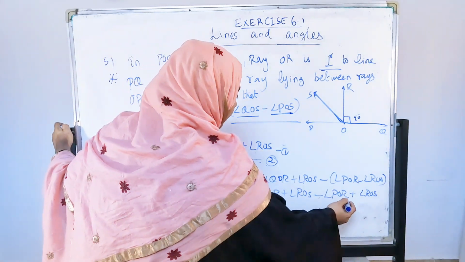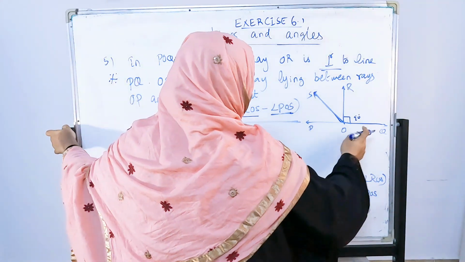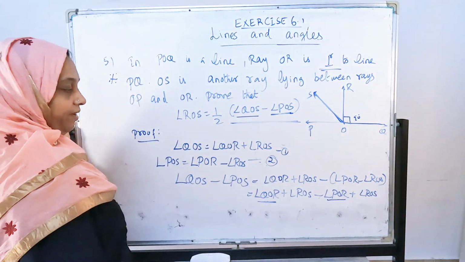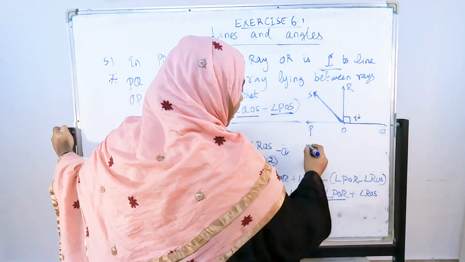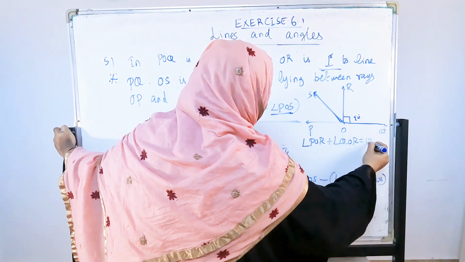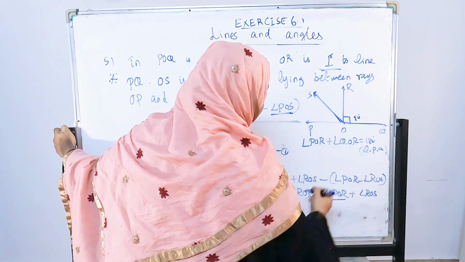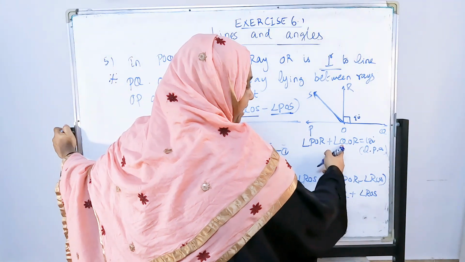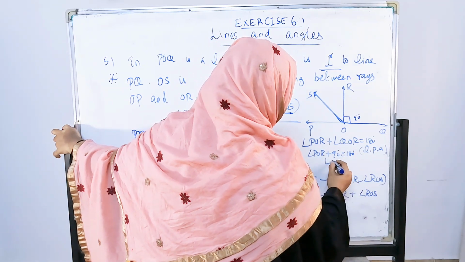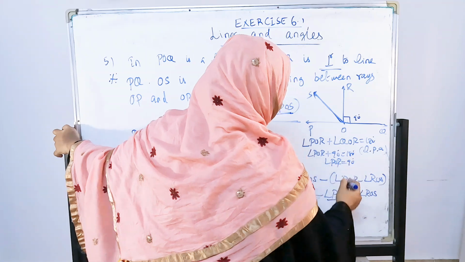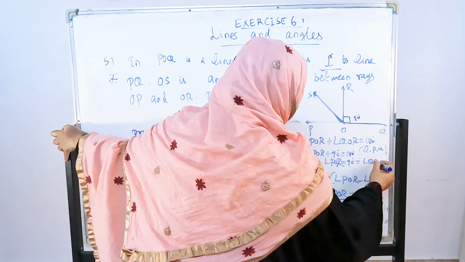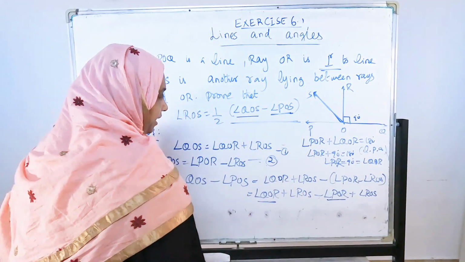Now we check QOR and POR. QOR is 90 degrees, and is POR also 90 degrees? We will check the value. Angle POR plus angle QOR is 180 degrees, a linear pair of angles. Angle QOR is 90 degrees, so angle POR is also 90 degrees. So we get both angle POR and angle QOR as 90 degrees. Write 90 degrees here.